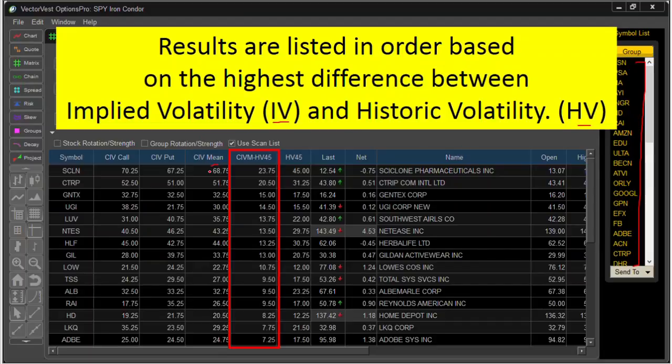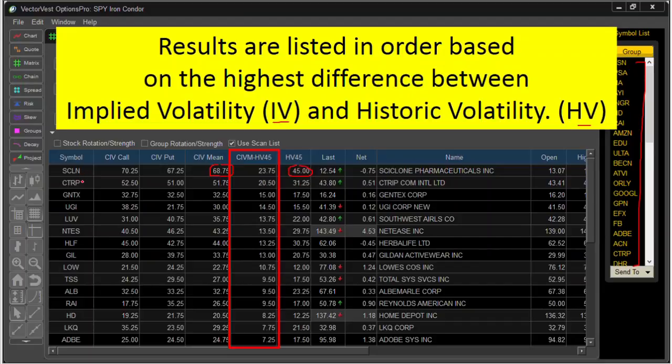The implied volatility is 68%. The historic volatility is 45%. The difference is 23%. The implied volatility is 23% higher than historic. On CTRP, the implied volatility is 51%. The historic is 31%. There is a 20% difference. So it ranks them in order. Now, what I start doing is my cherry picking.